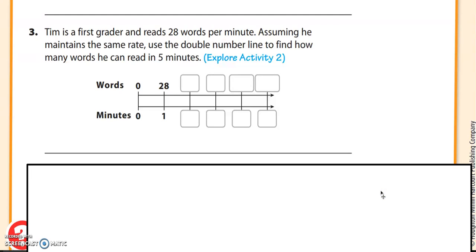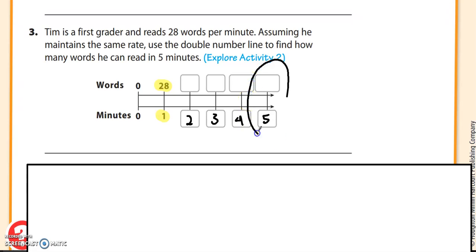Question 3 reads, Tim is a first grader and reads 28 words per minute. You can actually see that in the table here. The words are 28 and the minutes are 1. Assuming he maintains the same rate, use the double number line to find out how many words he can read in 5 minutes. Well, they set it up very nicely for you. You should just be able to notice that they're letting you go along the bottom in minutes and just count by ones. 1, 2, 3, 4, 5.